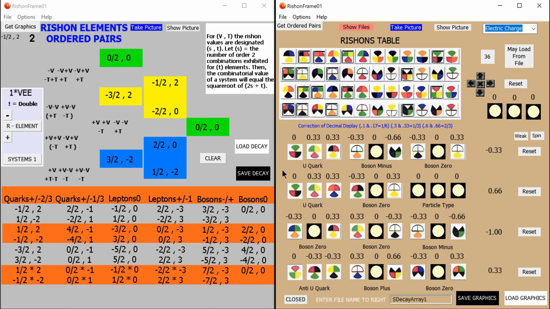The decay of the S quark by emitting a W-. And so next we will take a look at the quanta associated with the S quark and its decay products.